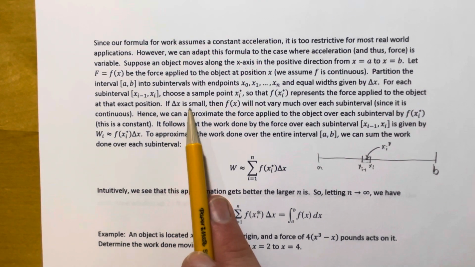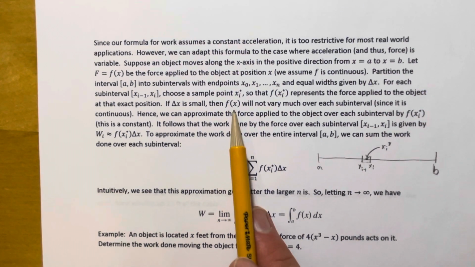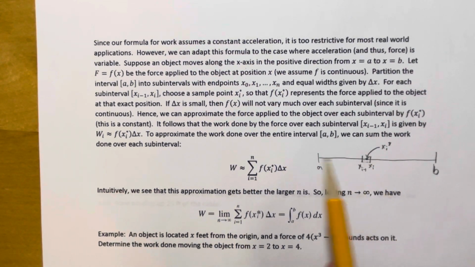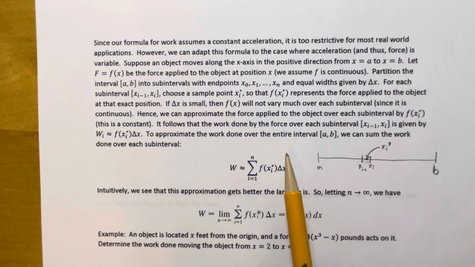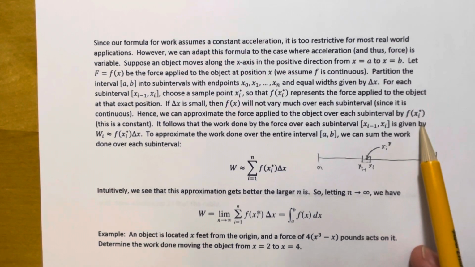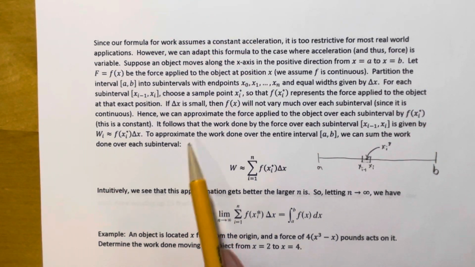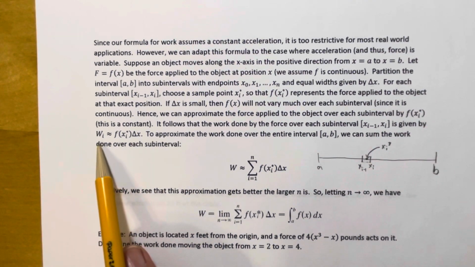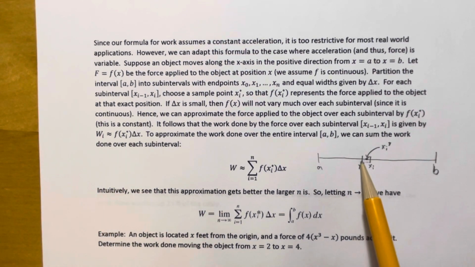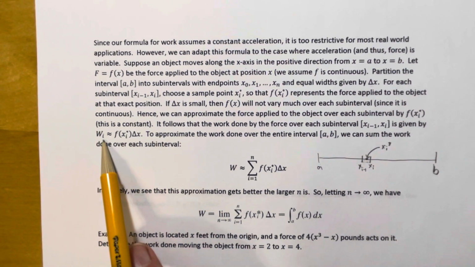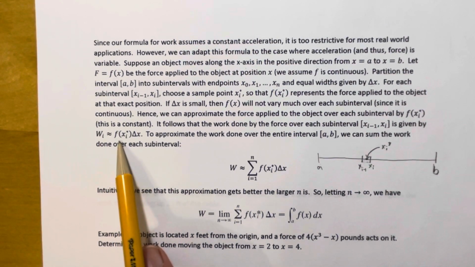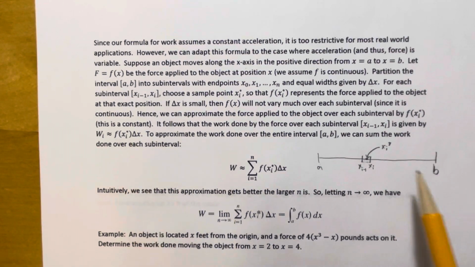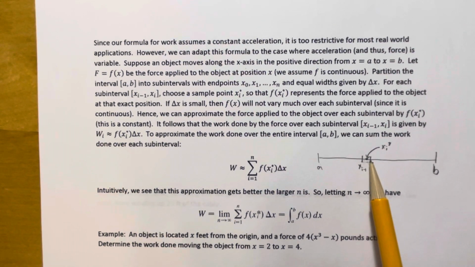So that's what we're saying right here. If delta x is small, meaning I have a small subinterval, then f of x will not vary much over that subinterval, and we can approximate the force applied across that subinterval by f of x_i star. Because that's a constant, we can use our work formula and approximate the work done moving the object only across that subinterval, which I'm going to call w_i, because it's the ith subinterval, by f of x_i star, that would be the force that we're using as an approximation, times delta x, because delta x is the distance it would move from here to here, if that's the width of that subinterval.